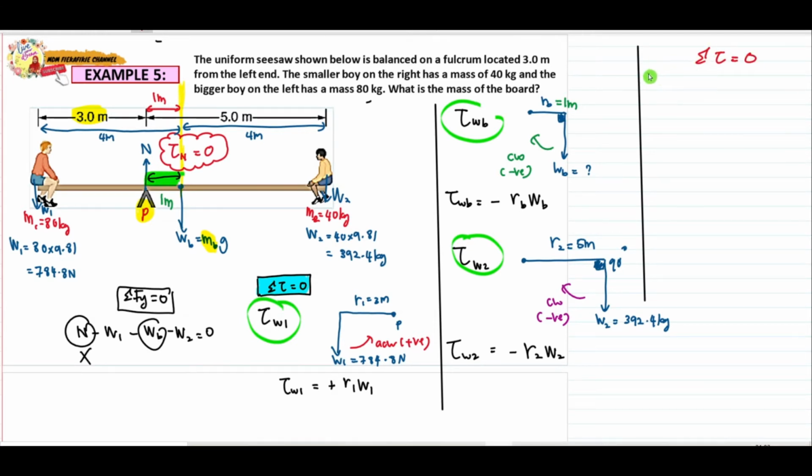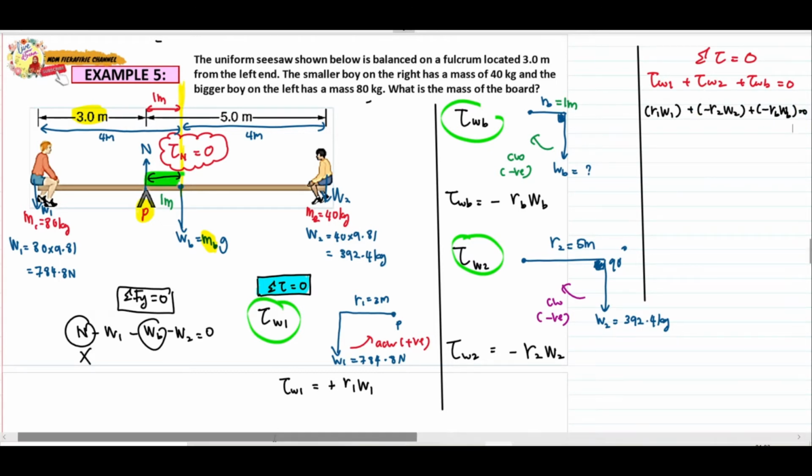So, kita ada torque W1 plus torque W2 plus torque WB equal to 0. So, kita dah masukkan tadilah equation dia. R1 W1 positif kan? Torque W2 tu negatif plus negatif R2 W2 plus negatif RB WB equal to 0. Tak muat ni. Saya perlu tarik sikit.